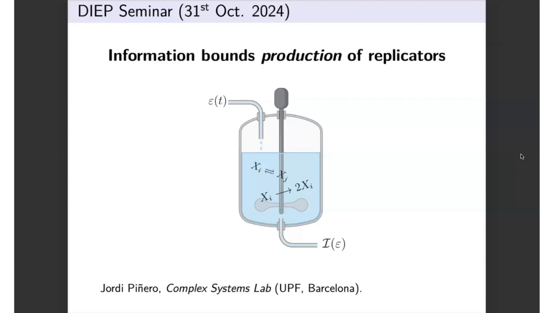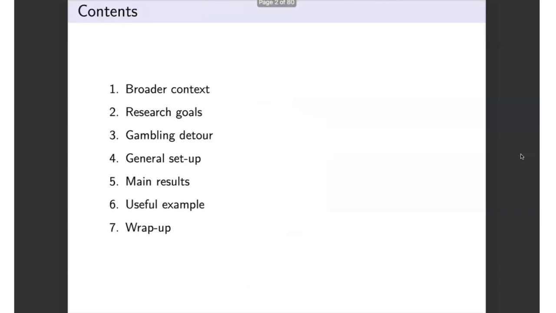And I don't know if you see here, but this work is centered on trying to understand information bounds, or information limits, on production of replicator systems. These are minimal chemical systems, all right? This is going to be the outline of the talk. So I'm going to give you, first off, a little bit of broader context.